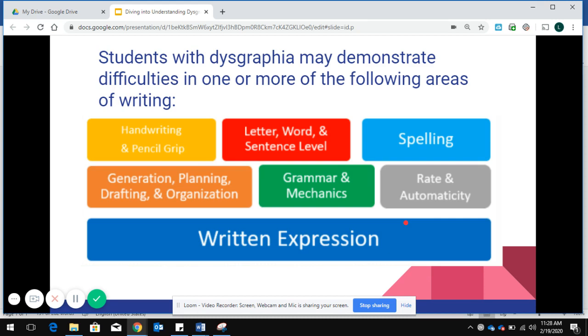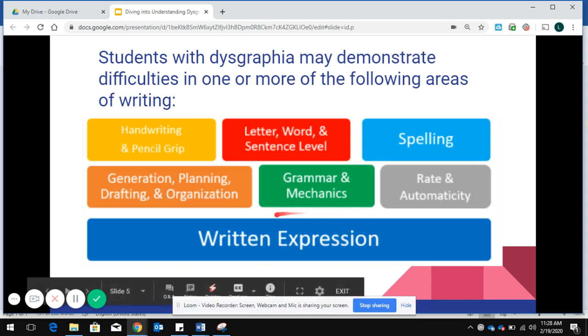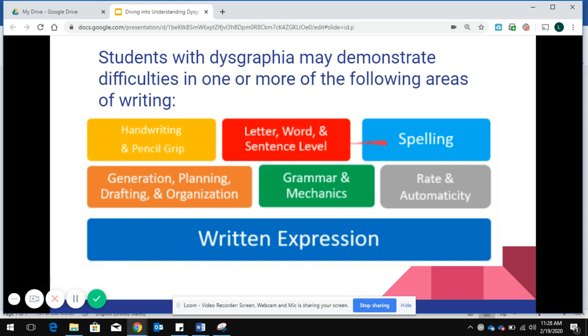Students with dysgraphia may demonstrate difficulties in one or more of the following areas of writing. So we're going to see that they're going to struggle with handwriting and pencil grip. They can struggle with letter formation. They could struggle with spelling, drafting, grammar and mechanics, writing automaticity, and written expression.